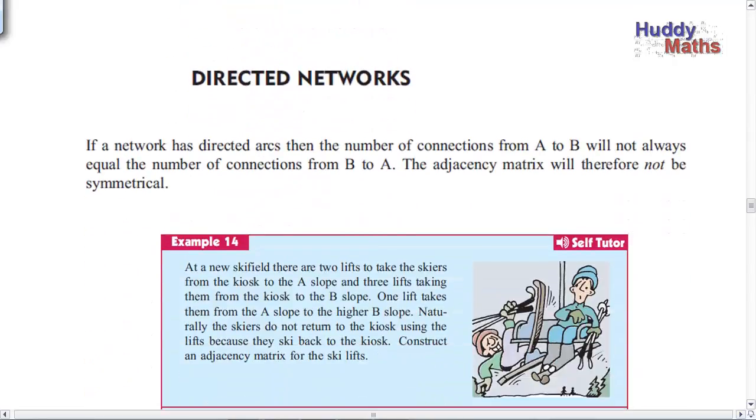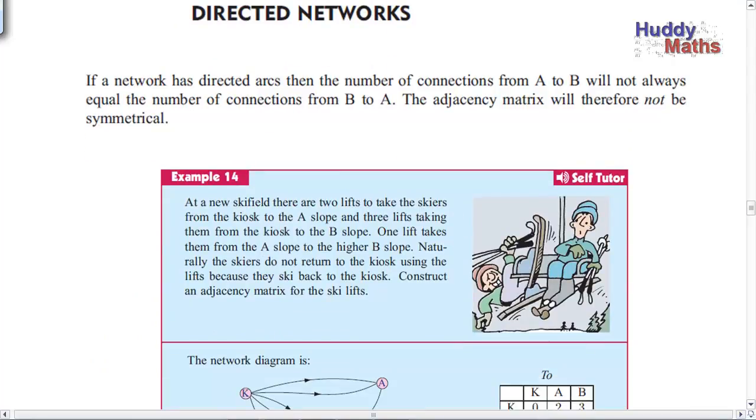So what about directed networks, where you can only go one way? You might be able to go from A to B, but not back again. And then you might be able to go from A to C, but not back again. So you're going to have directions here. Okay, what would that be useful for? What would that be used for?